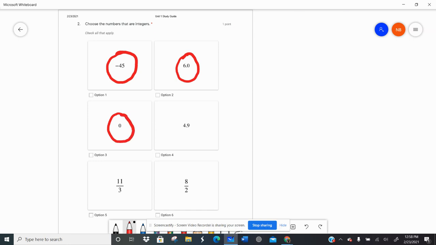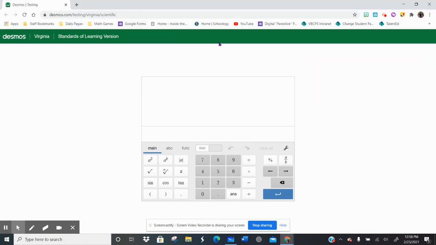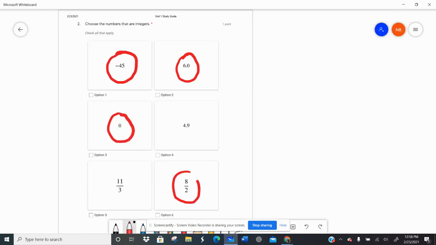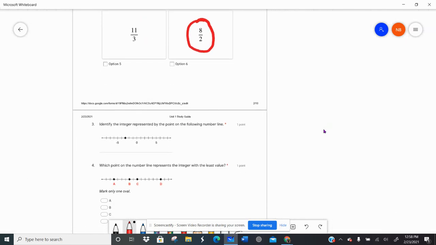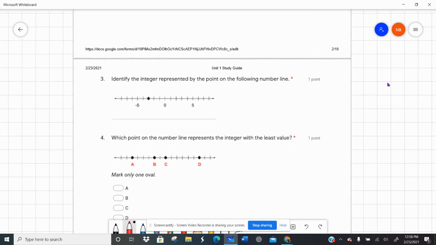4.9, nope, because that has just a little bit more. And then I have these two improper fractions, 11/3 and 8/2. So I'm going to pull over my Desmos calculator to show you how to check these improper fractions. Remember, a fraction bar means division. For 11/3, I'm going to do 11 divided by 3. Oh, I get a decimal. Nope, not an integer. 8 divided by 2. Whoop, I get that whole number 4, which means that is an integer. So those 4 options are integers. Remember, integer: whole number or its mathematical opposite.